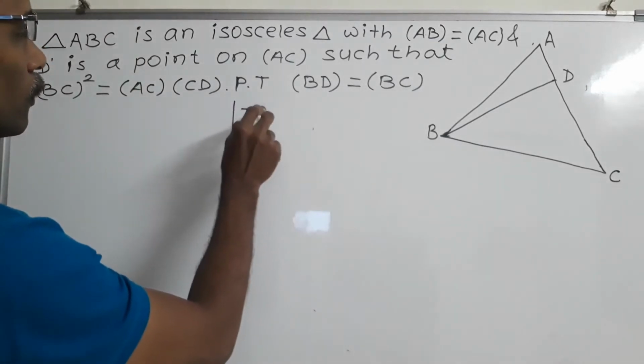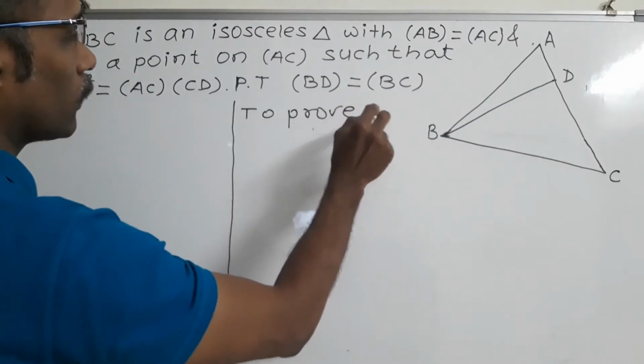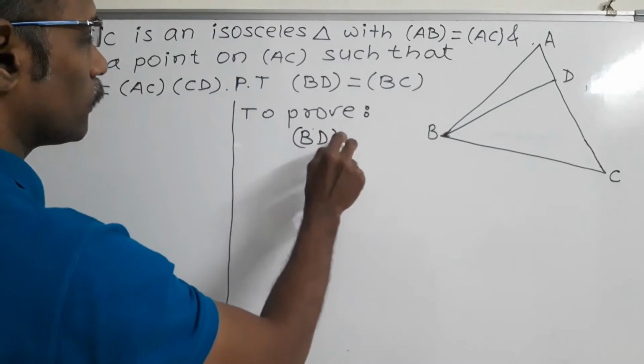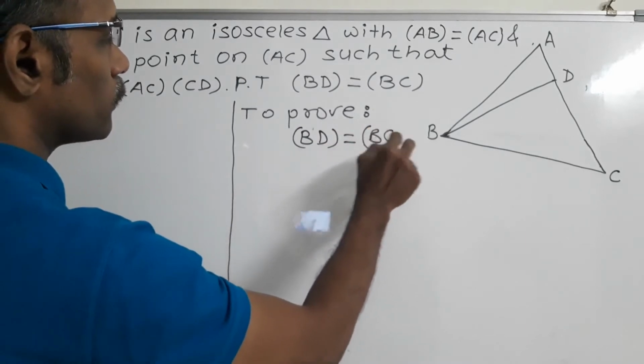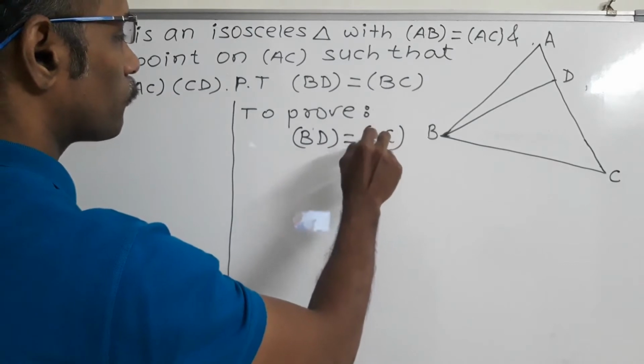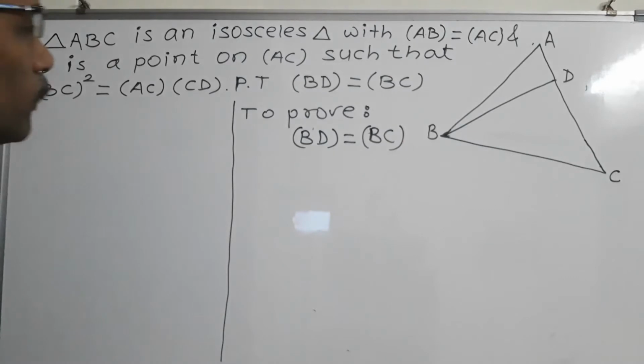Now, to prove that BD is equal to BC. This is our to prove. With the help of this given information, I will write this proof.